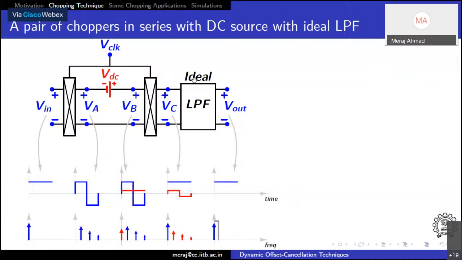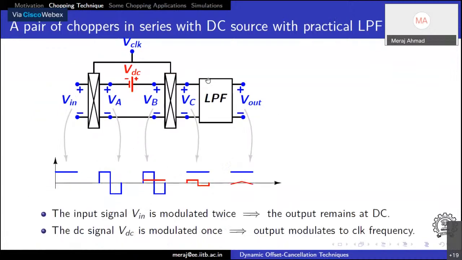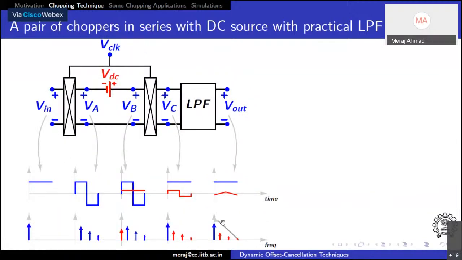But nothing is ideal in this world. So what will happen if you have a practical low pass filter? Let me show you the spectrum. If we have a practical low pass filter, we cannot eliminate the square wave and it will have some ripples. Due to these ripples, we'll have some error, and that's why we are saying that we can achieve microvolt levels. Ideally, it should have eliminated offset completely.